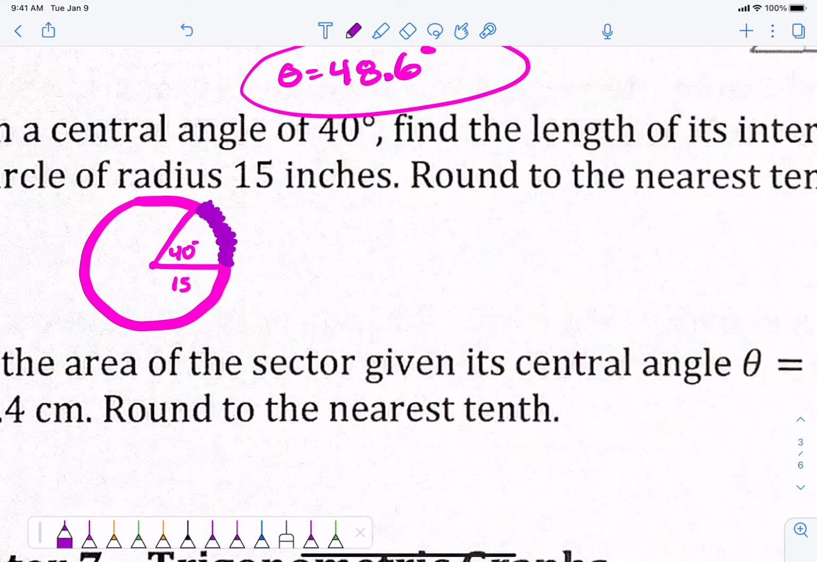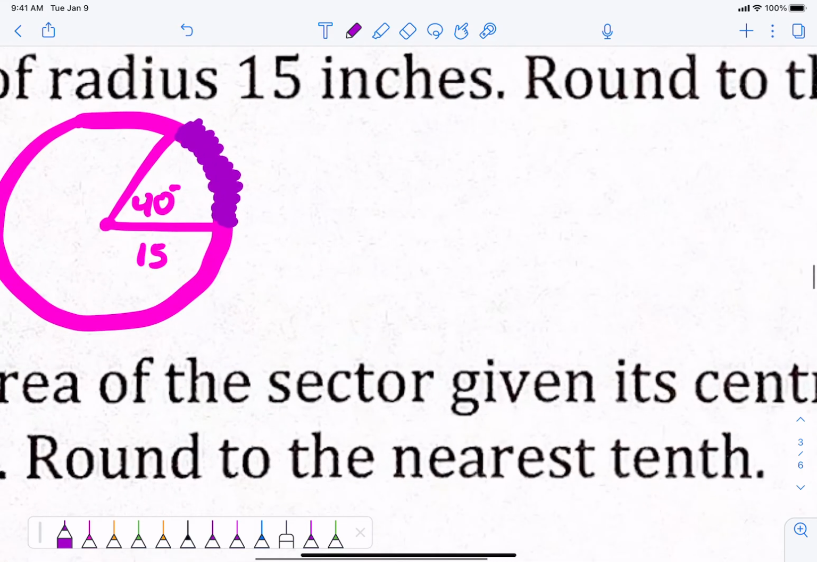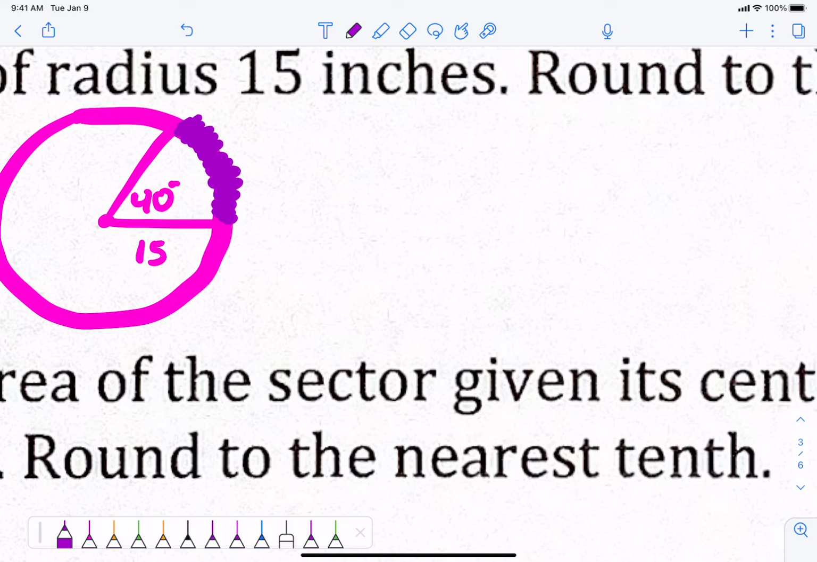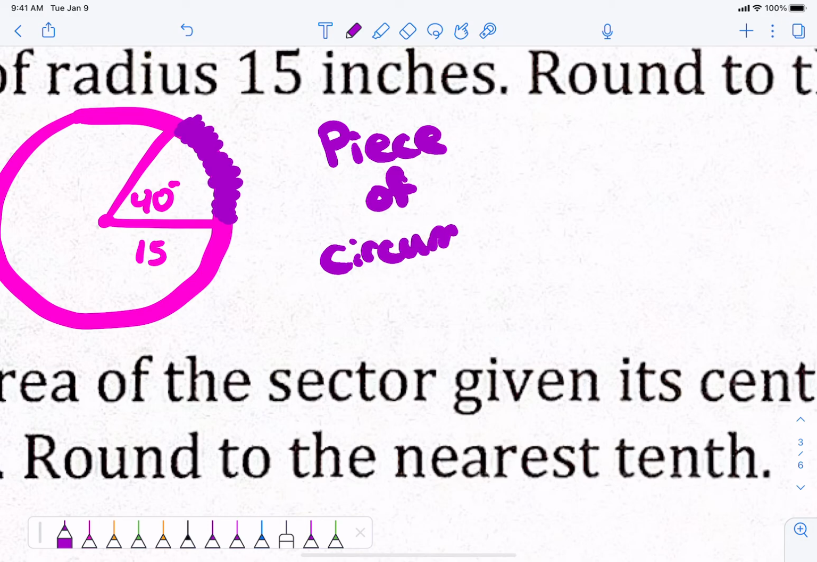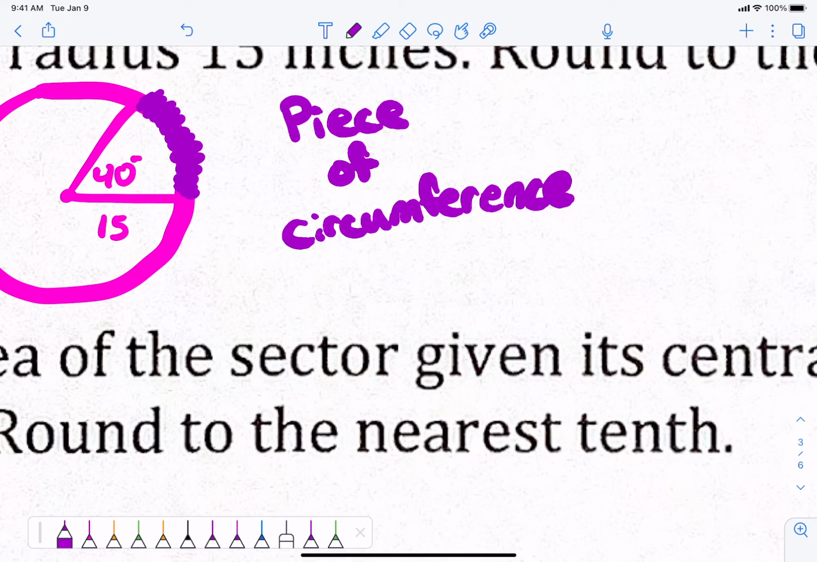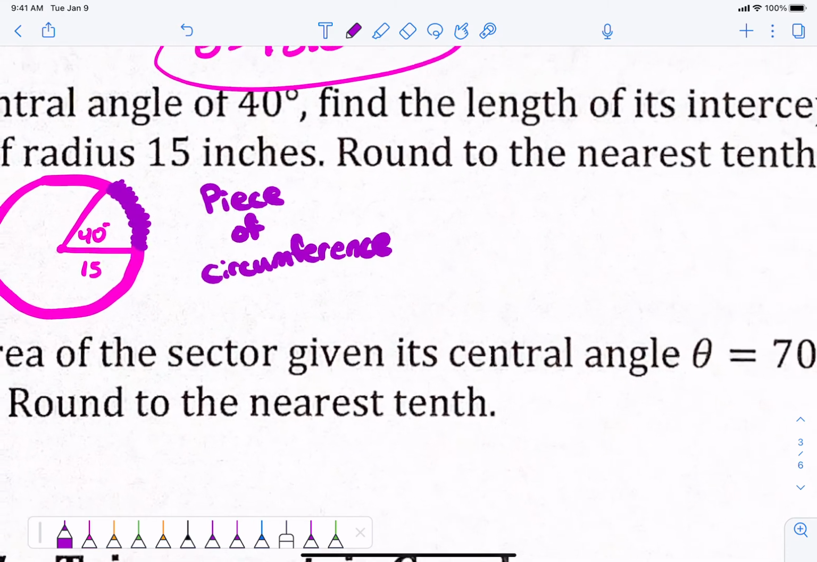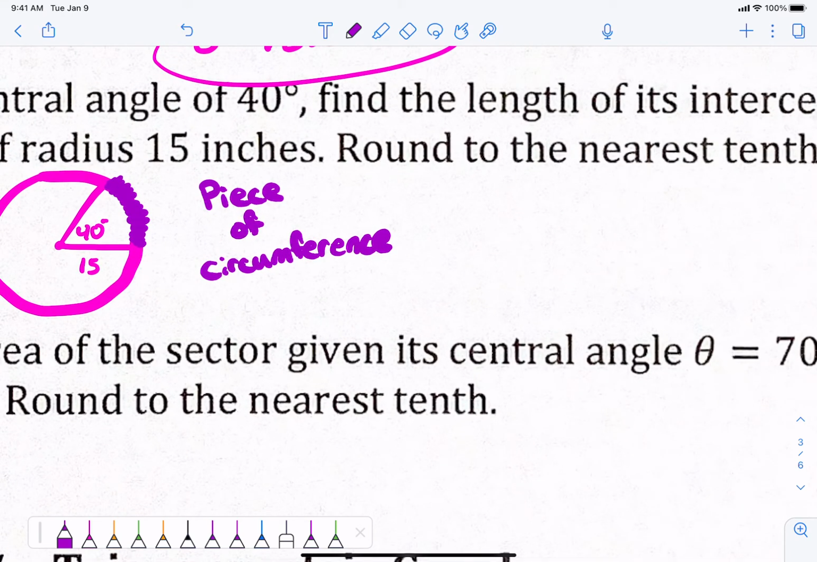Okay? So what does a pizza crust represent? What is that little thing? A fraction. It's a fraction of the whole circle. The circumference. It's a piece of the circumference. We've had questions like this before that say, I want to know the area of that slice of pizza. Well, then that's just a piece of the area. So in this case, we're going to use the entire circumference formula, but then we're just going to multiply by the little fraction that we need, right?